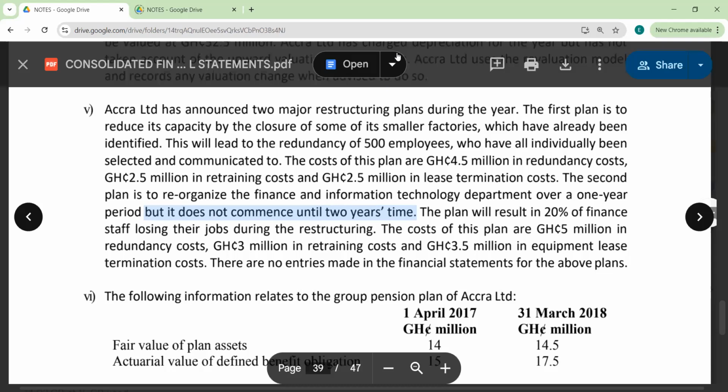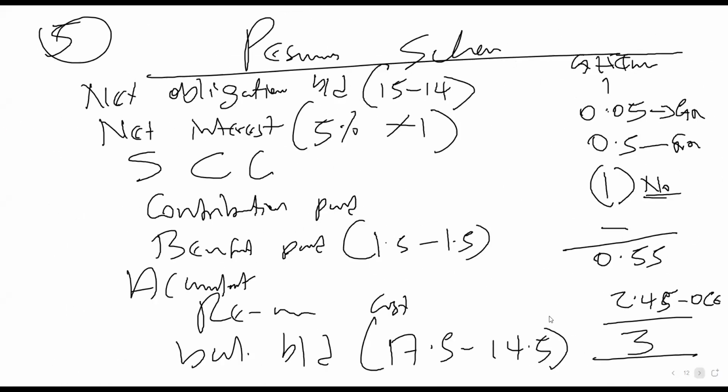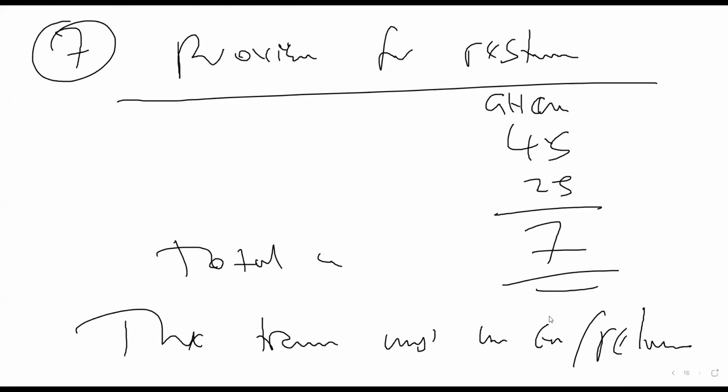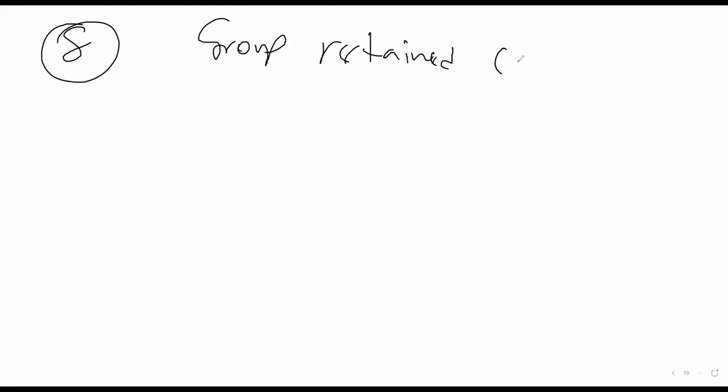That's all. Group retained earnings. Finally, we are at the latter part of the story. Group retained earnings, working 8. Do all the workings and do group retained earnings last. 2 questions left, and you are good to go for your exams.